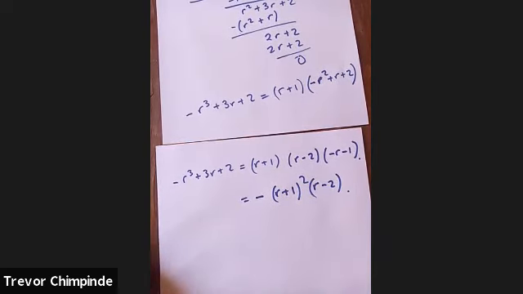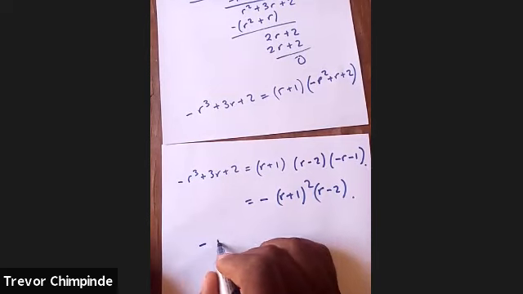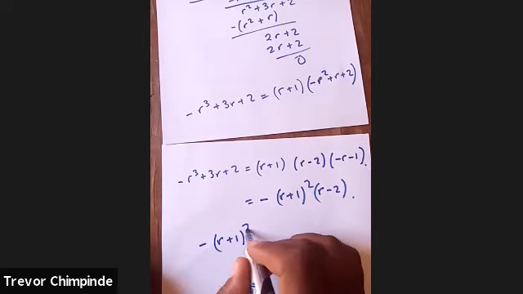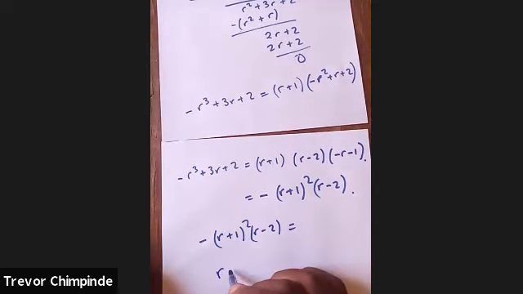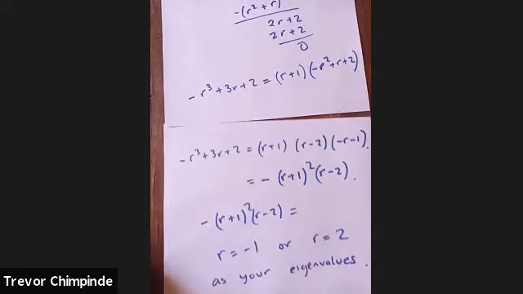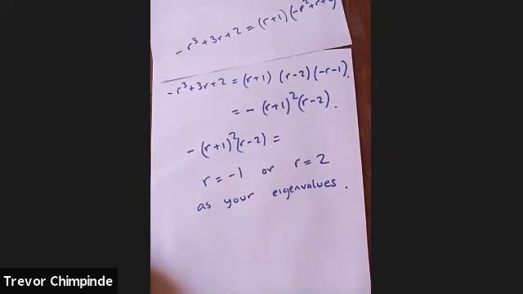Yes. So if you equate this to 0, you get r is equal to negative 1 or r is equal to 2 as your eigenvalues. Okay, that was long but worth it, I think.